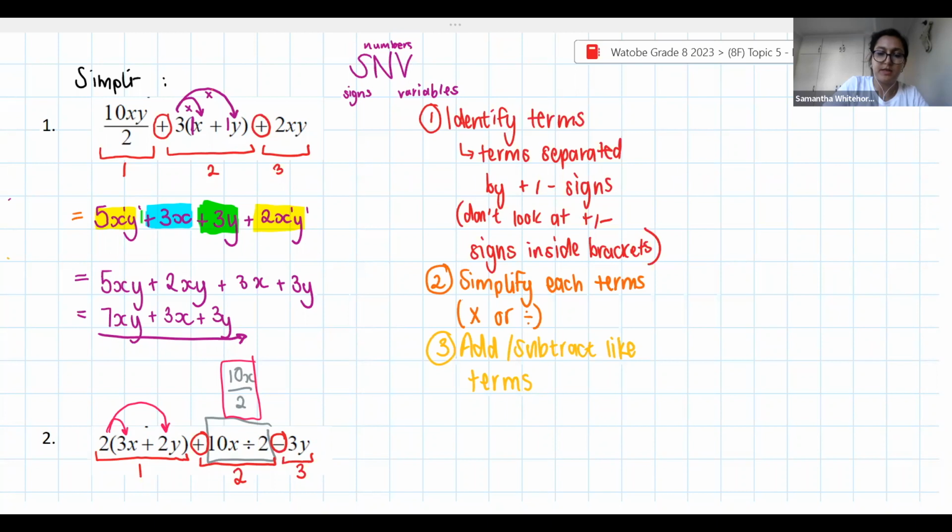Remember those variables, guys? The variables don't just disappear unless when we add or subtract our like terms, we cancel out. So we have like 3x minus 3x, which ends up at 0. But our variables can't just disappear unless they do cancel each other out.